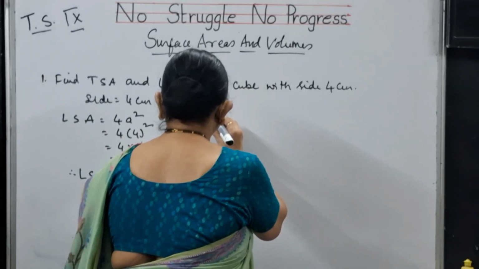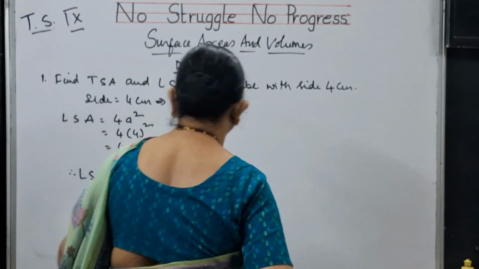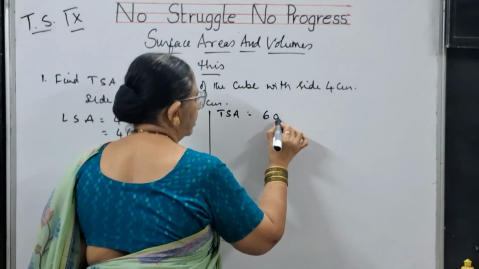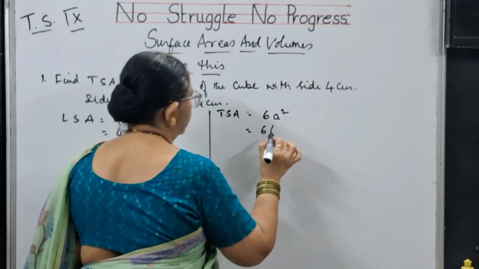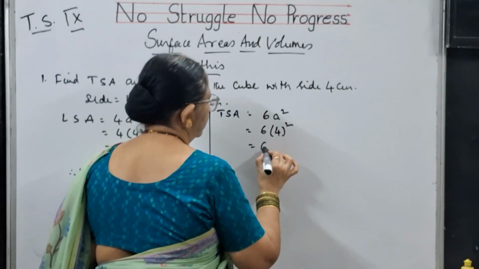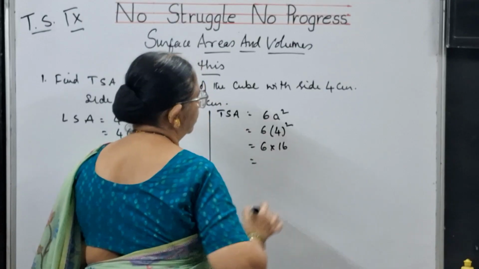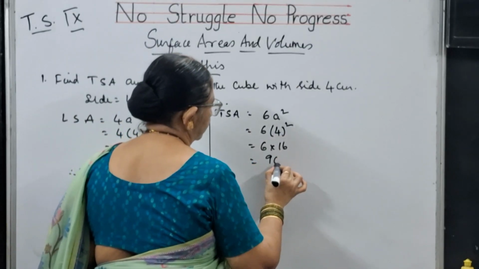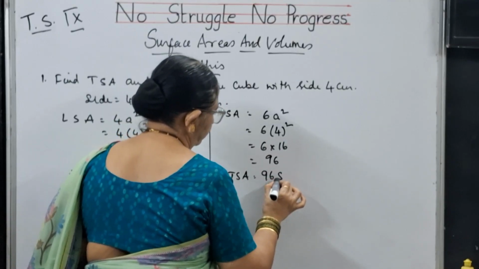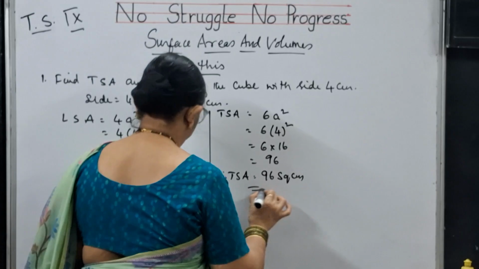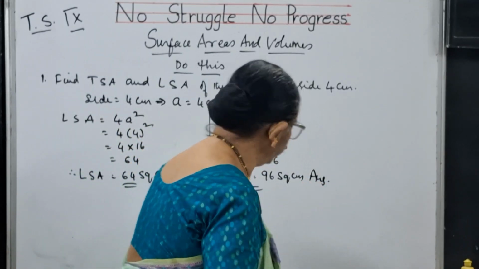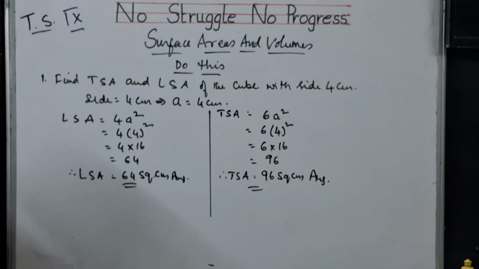Now we have to go for the total surface area, TSA. TSA is equal to 6a square. That is 6 into, what is that? 4 square. That is 6 into 16. How much? 6 sixteens are 96. So TSA is equal to 96 square centimeters. This is one more answer, children. So it is in this way you need to solve these problems by using the formula.